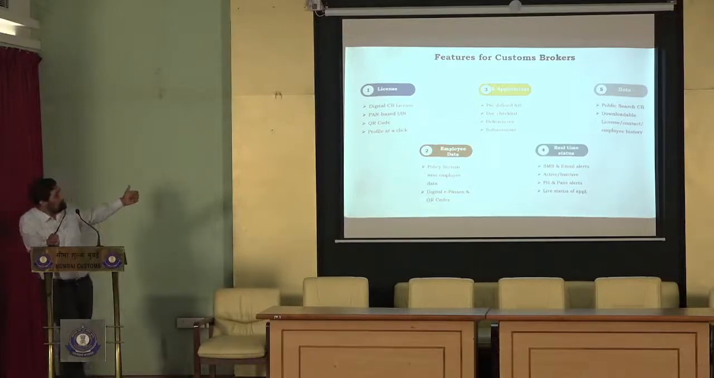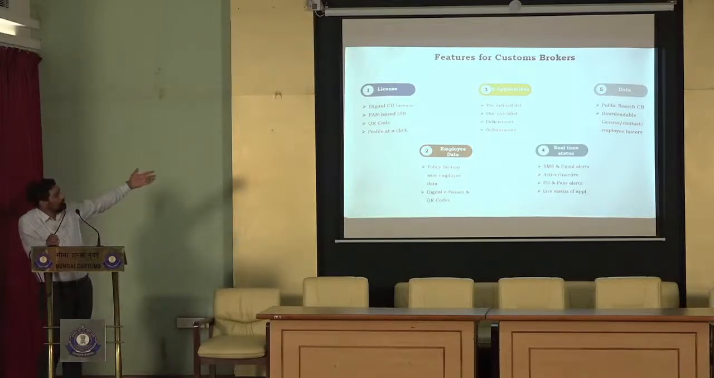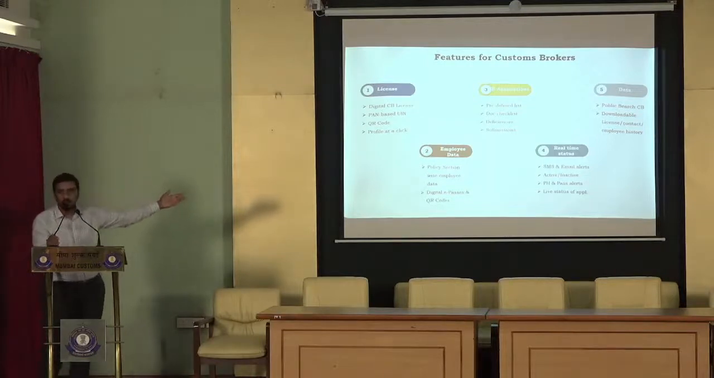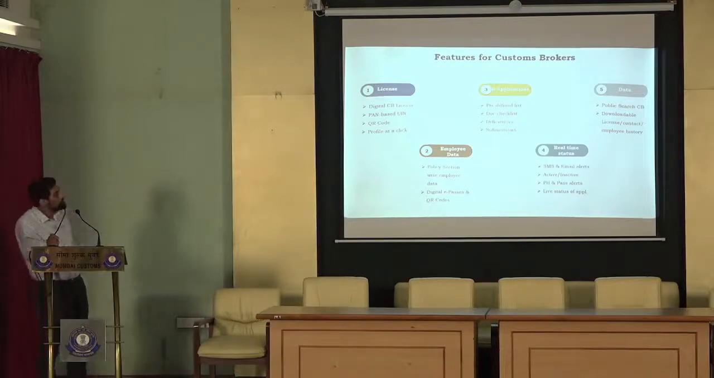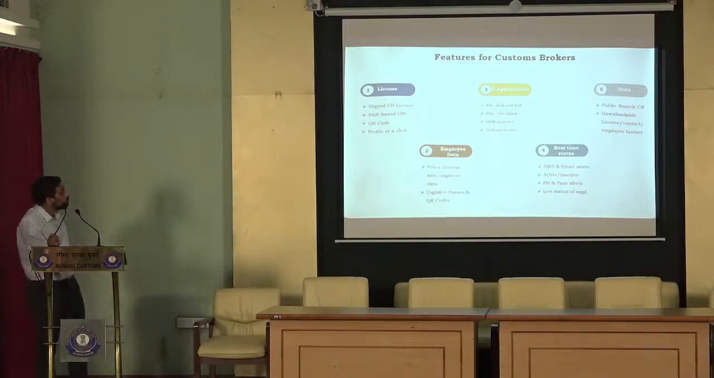Now after this, the real-time status, which I have already told you, you will get SMSs, emails will be shot as you go along. At any stage, if some deficiency remains, you will receive SMSs and emails. Data, public search, CB, downloadable, license, contact, employee history, as I told you, you can search, there will be a search tab there. We will now register one live and see, we'll try and do that, and I will tell you where you can search. So these are the features for customs brokers, for you guys. All right. Next one.